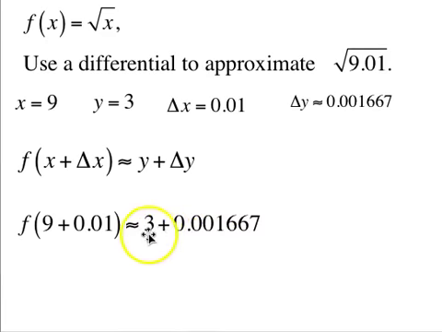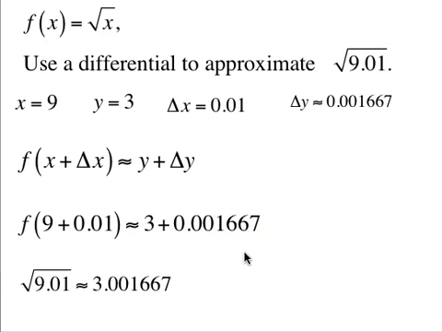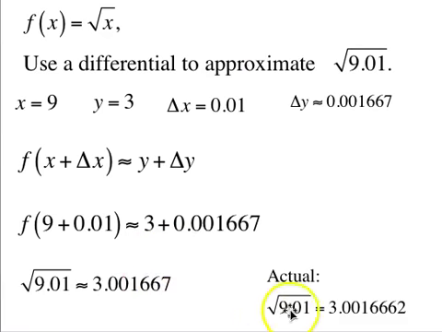Our original y is 3. Our change in y is 0.001667. So we predict that the square root of 9.01 is approximately 3.001667. But again, I can find the actual number. All I've got to do is ask a calculator for the square root of 9.01. And I get 3.00166662. And you can see our approximation here is a very good approximation for the actual number.